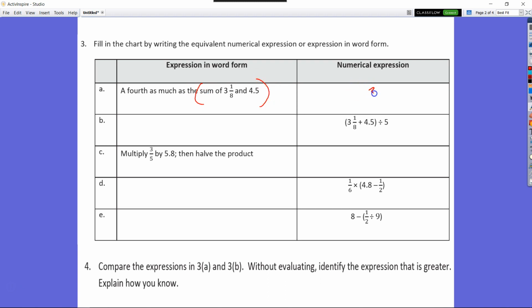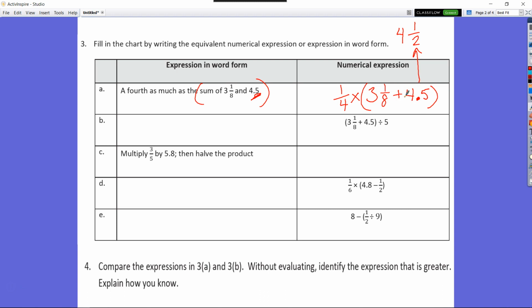We know that we have 3 1/8 plus 4, and we can write it the same way they have it as a decimal. We could also change this to a fraction form of 4 1/2. You can do it either way. Since you're adding a fraction plus a fraction, I would probably use that, but we can keep it this way since we don't have to actually solve our expression. Now, we said that we have a fourth as much, so it's going to be times 1/4, 1/4 as much as the sum of these two numbers here.